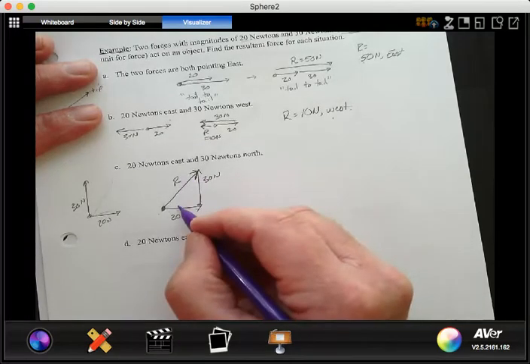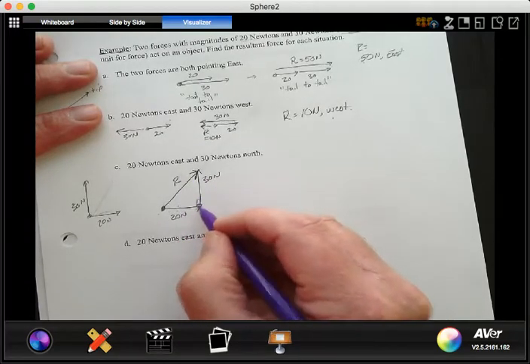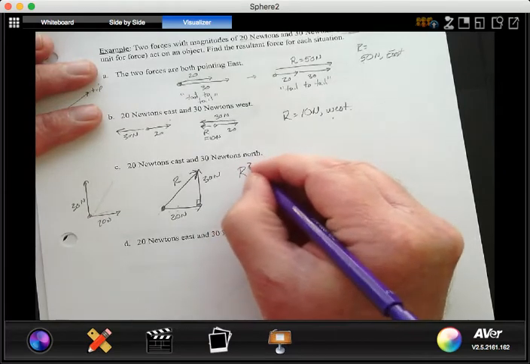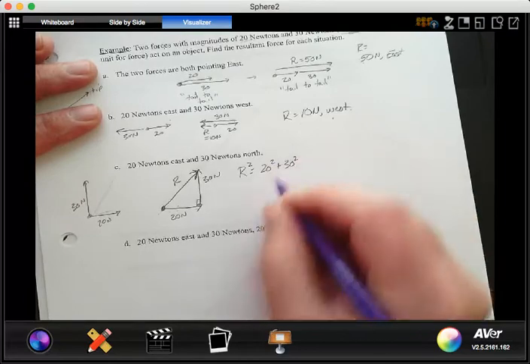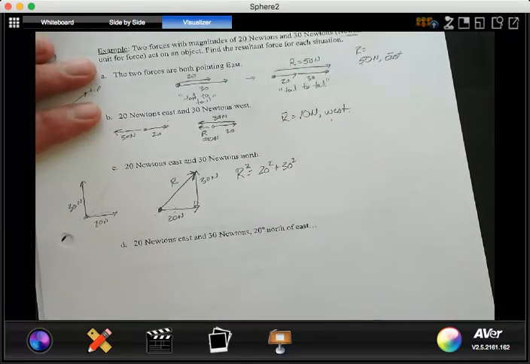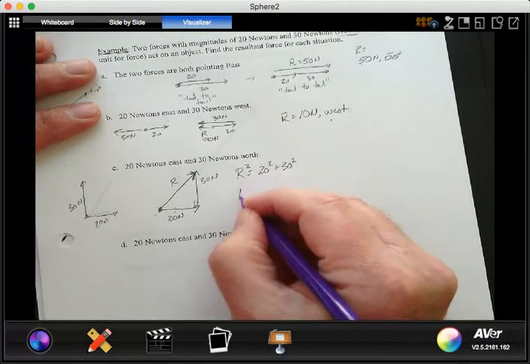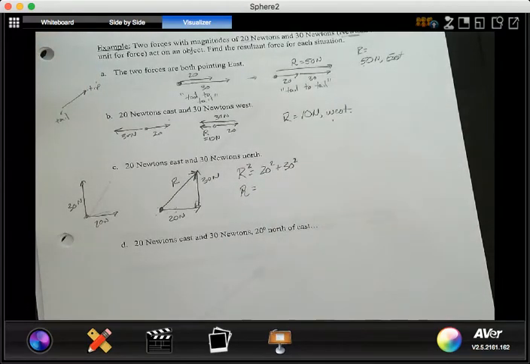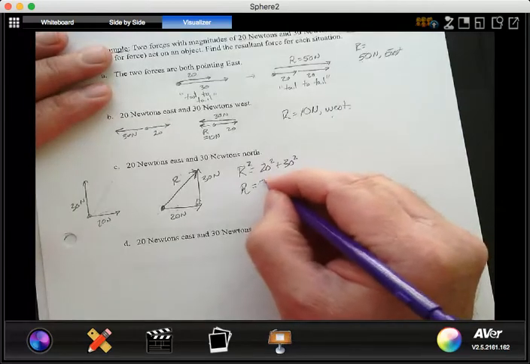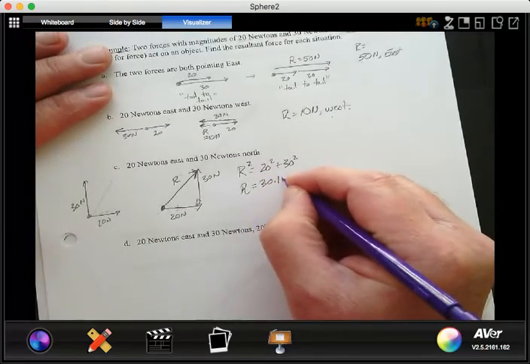Now, how am I going to figure out how big that is? This is a right triangle, so I'm going to do Pythagorean. So R squared is 20 squared plus 30 squared. Now, like I said, you don't have to show this all of the time. I'm just going to do the work on my calculator and get the answer. And I end up with an answer of 30.1 newtons.